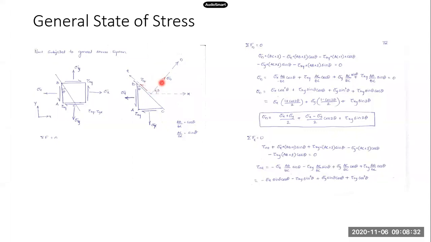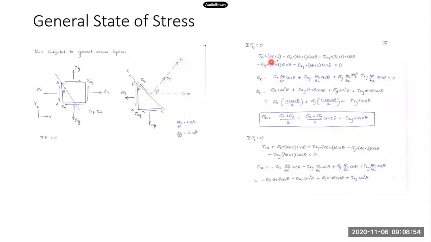So how do I obtain this force? This stress multiplied by the area on which it is acting, that is the area of this face BC. So what I have done here is sigma n into the area of face BC, which is BC into one unit. This will give me the force along the n direction here.